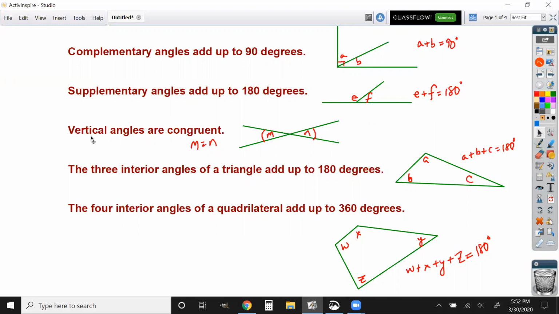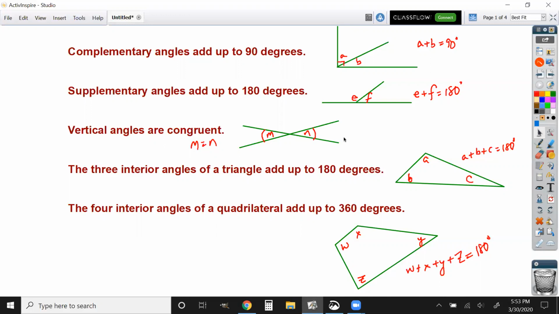Then we learned about these things called vertical angles. They're not really named very well because like this angle M and angle N, those are vertical angles even though they're kind of horizontally across from each other. So the word vertical in this case is not meaning up and down. It's just a different word. So vertical angles are going to be across from each other.